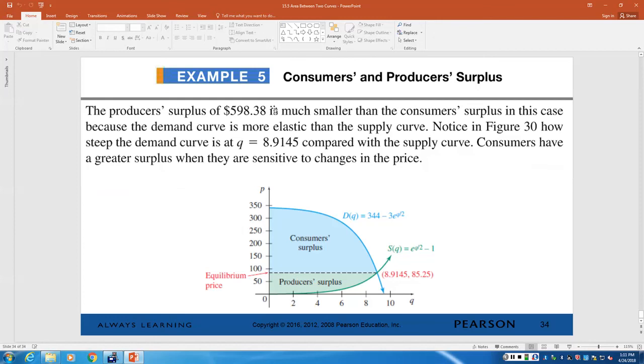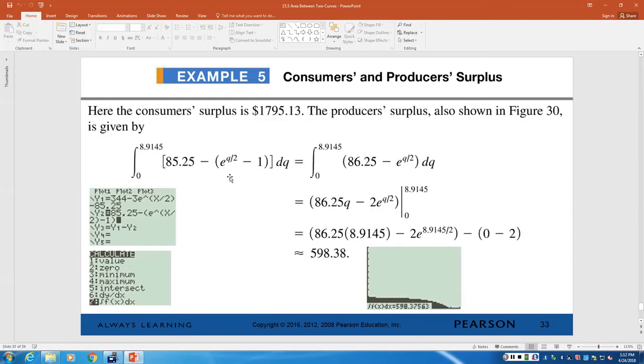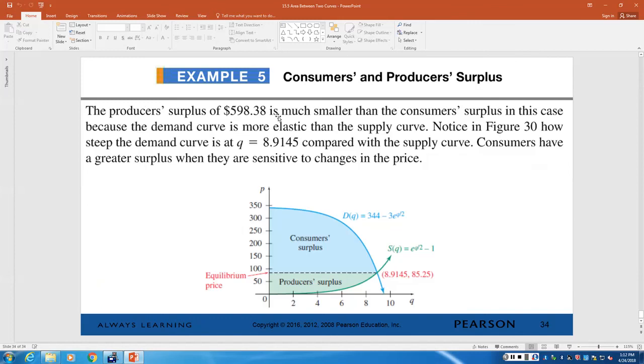Your producer surplus is much smaller than the consumer surplus because when you do your producer surplus, you take your 85.25, your equilibrium price, and subtract your producer's curve, your supply curve, and you integrate from 0 to 8.9145, and it turns out to be 598.38. So consumer surplus is a lot higher than your producer surplus. And the reason for that is because in this case your demand curve is more elastic than your supply curve. The supply curve, notice, is relatively flat. It doesn't really have very much room for wiggle, whereas your demand curve changes radically, so it's much more elastic.